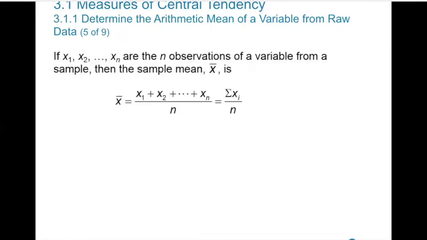Again, it works for a sample. The difference here is that instead of using a capital N, that means the total number, we're using a lowercase n, which is just the sample size. But same approach, same process.